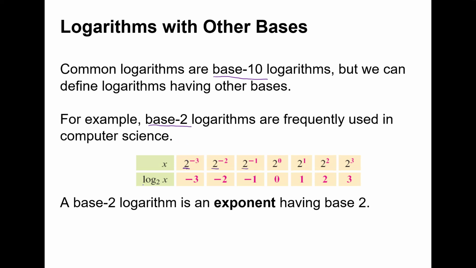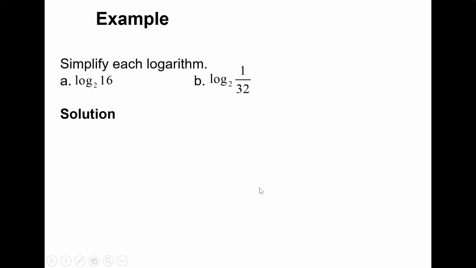So log base 2 of x is equal to what? Now it's -3 or -2. Because what we're doing, again, we're bringing that down in front. When we take log base 2 of 2, that's just going to be 1. -3 times that is going to be that. So base 2 log is an exponent of having base 2.